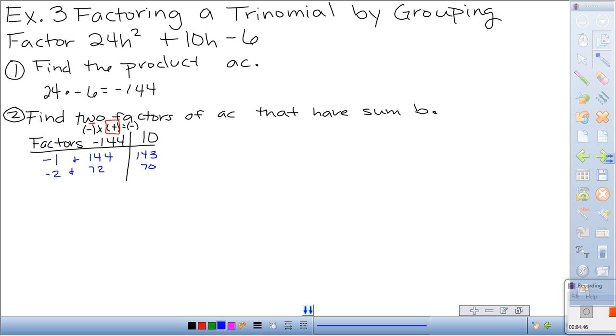Like, let's see, we could use 8 and 18. So let's see, negative 8 and 18.